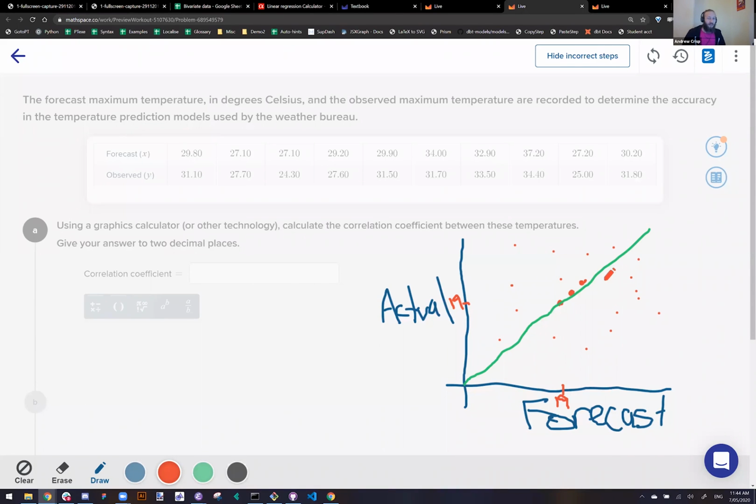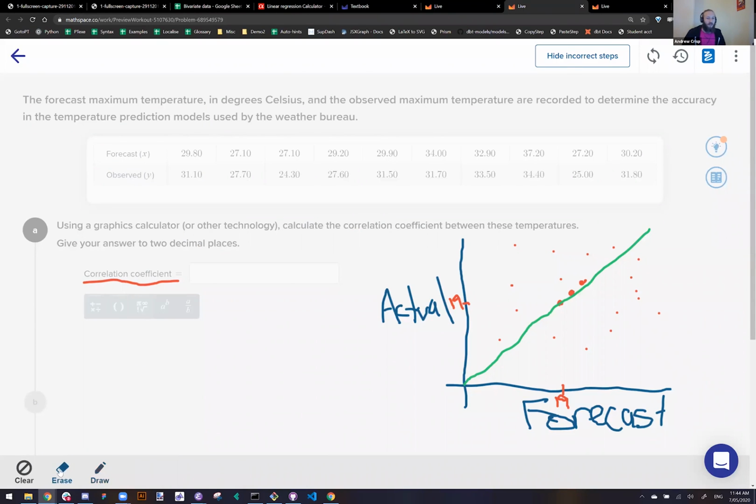And we'll be able to tell that by the value of the correlation coefficient, because the correlation coefficient tells us on average how close these points are to this line. So let's calculate the line of best fit and the correlation coefficient along with it. No matter what piece of technology you're using, the correlation coefficient will almost always be calculated at the same time as the line of best fit.